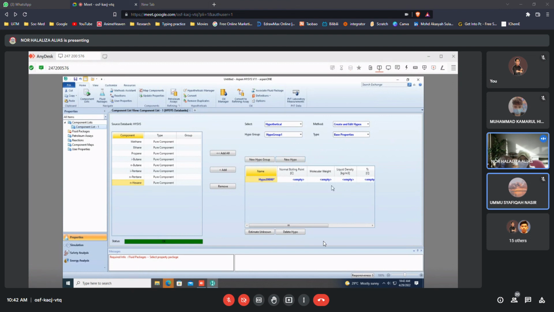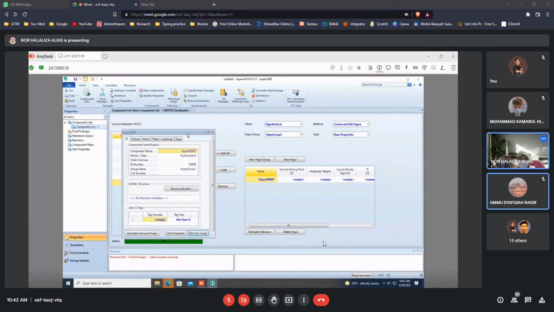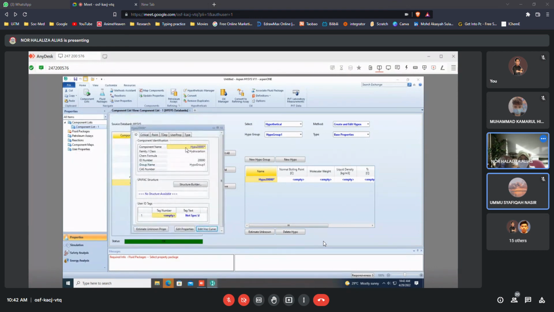So dia akan keluar interface yang ni. So far are you following? Yes. Okay, so how to insert the C7 star name? You double click pada yellow color ni, hypo. So dia akan pop up window ni. Dalam ni lah, bila keluar pop up window ni, you boleh edit nama tu pada sini.